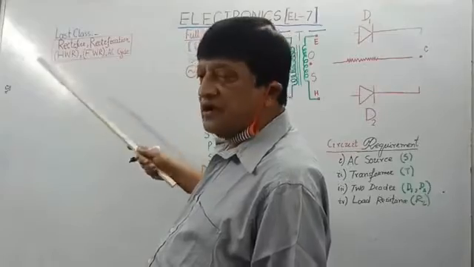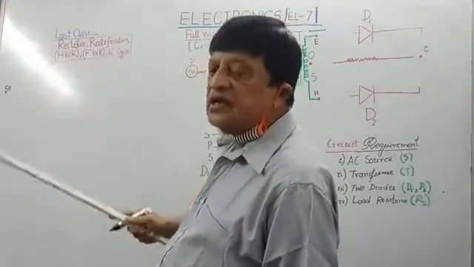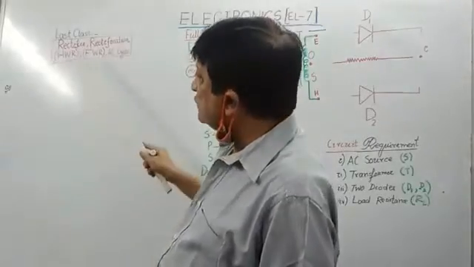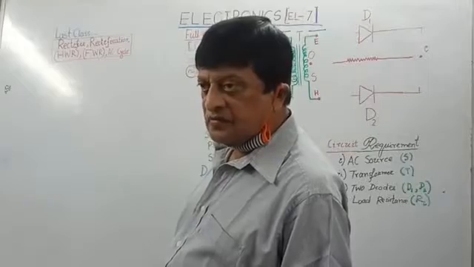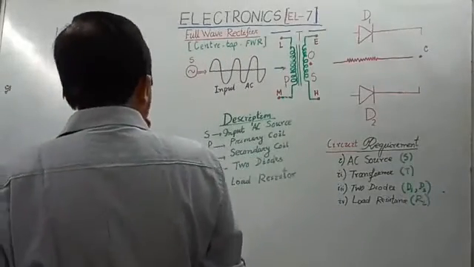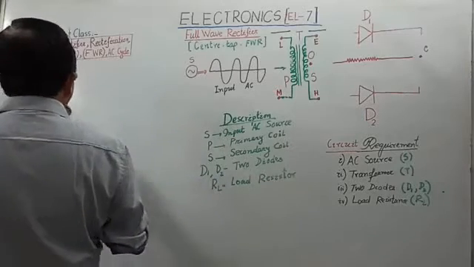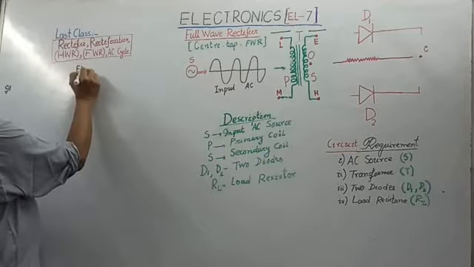Then half wave rectifier. What is half wave rectifier? What is full wave rectifier? AC cycle, etc. So these things we have covered in the last class. Okay. Now this class we will start with FWR.